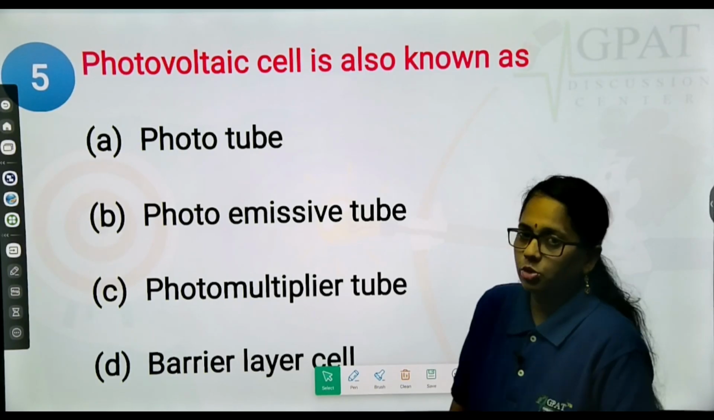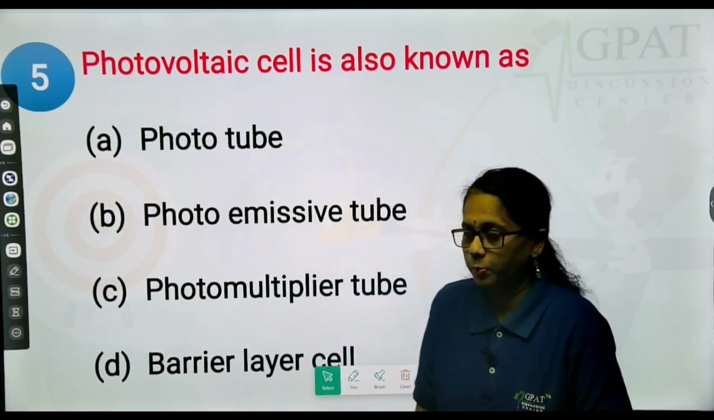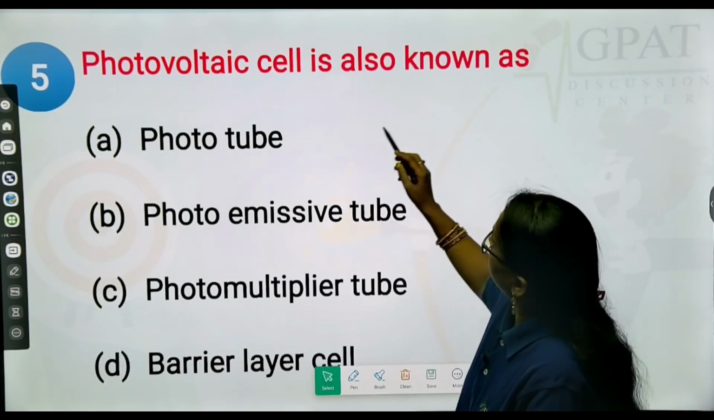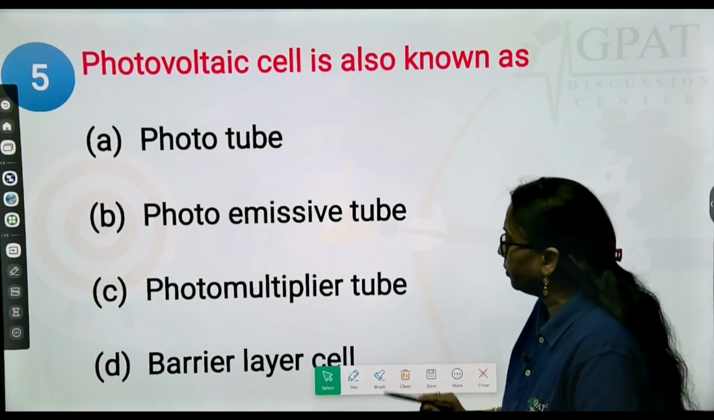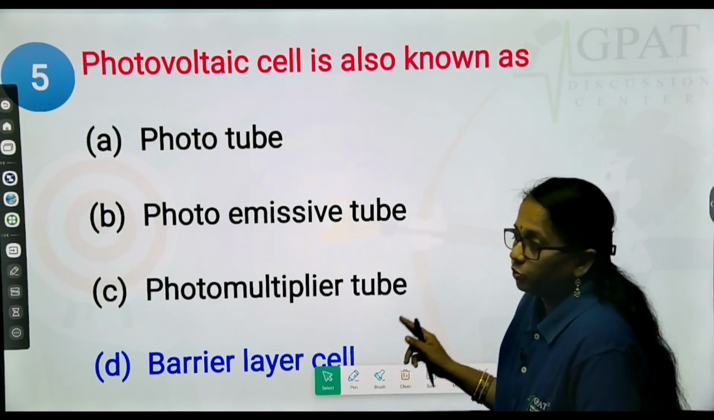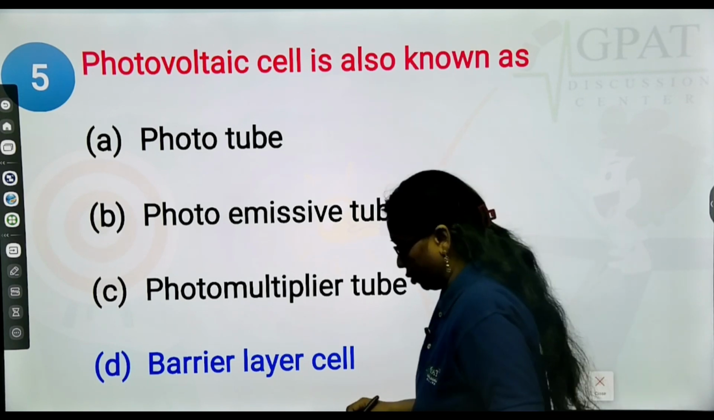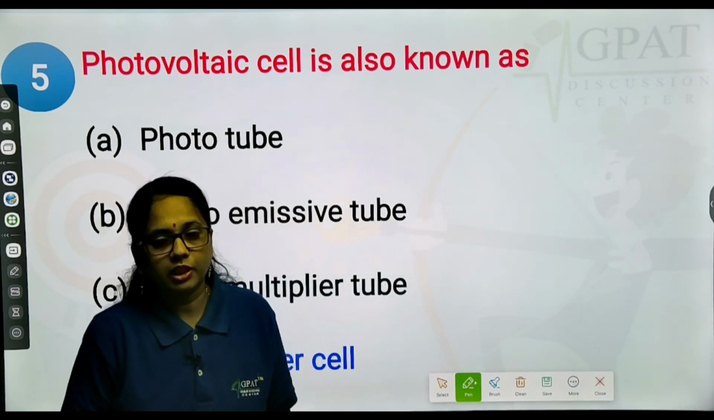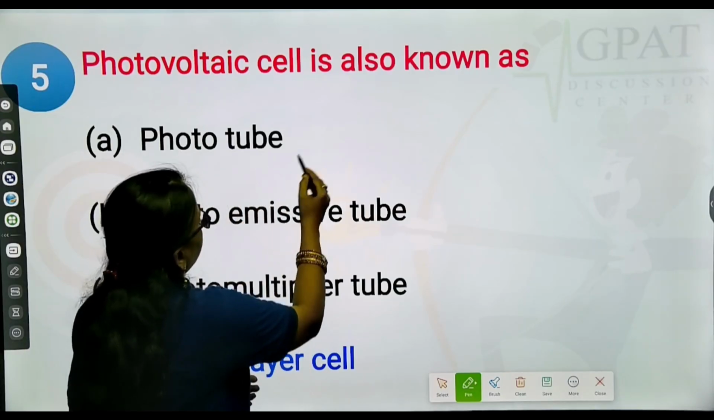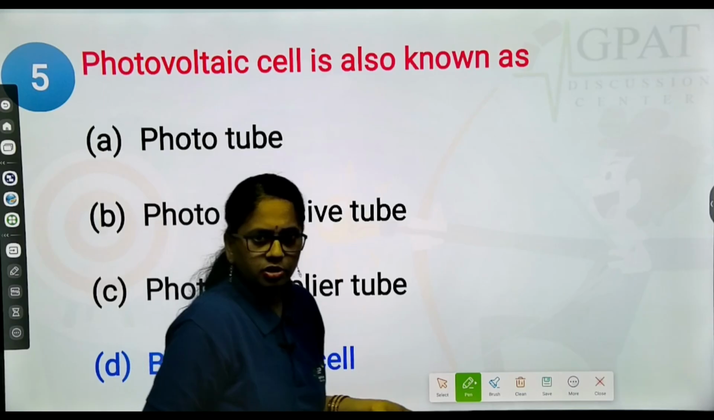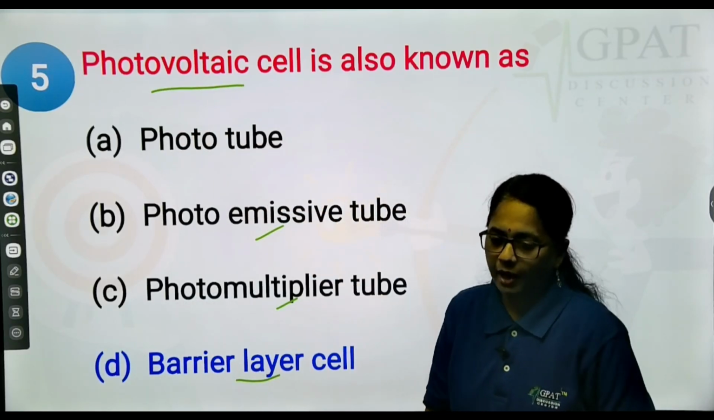Photovoltaic cells are also known as, okay, a photovoltaic cell is nothing but a detector in UV spectroscopy. Let us see the options. It is also known as phototube, photoemissive tube, photomultiplier tube and barrier layer cell. We know that photovoltaic cells are used as detectors in UV spectroscopy. Not only photovoltaic cells, phototubes and photoemissive tubes are also used; all these are UV detectors. But the other name for photovoltaic cells is barrier layer cell.